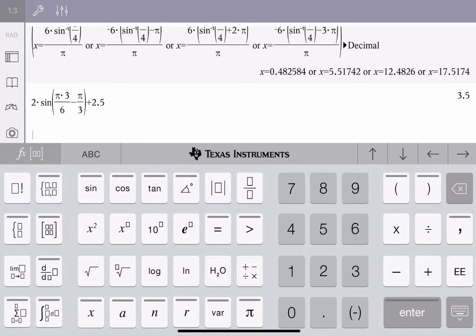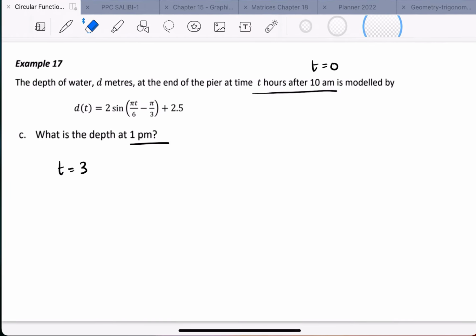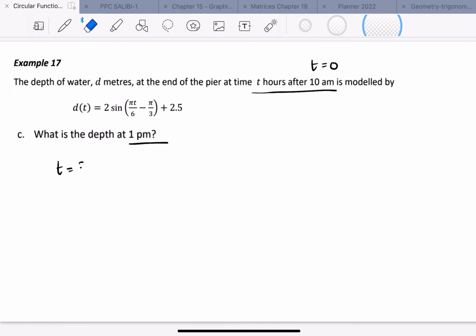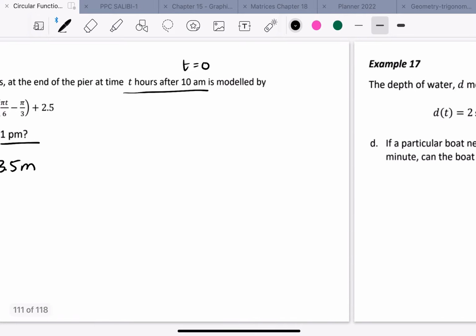Okay, and when I press enter, I get 3.5. So what is the depth at 1 p.m.? It will be 3.5 meters.